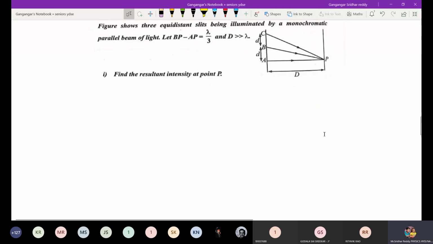Figure shows three slits being illuminated by a monochromatic parallel beam of light. Let BP minus AP equal lambda by 3, and D very much greater than lambda. Find the resultant intensity at point P.